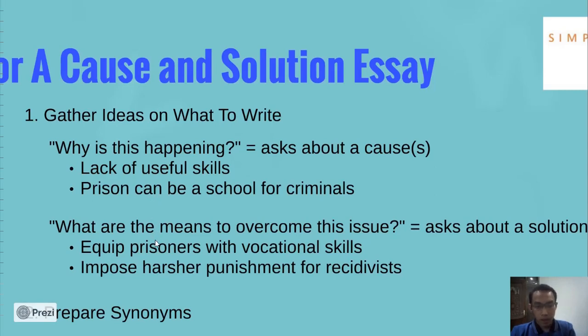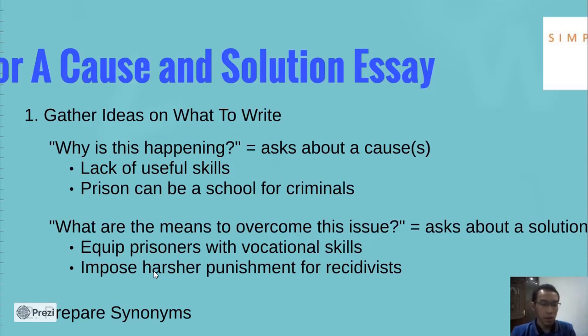And then about the solutions, what are the means to overcome this issue? We can write that the government should equip prisoners with vocational skills, or skills that can be useful for work, such as accounting, cooking or hairstyling. Also, another solution can be to impose harsher punishment for recidivists so that it can deter them and they may think twice before recommitting some other crimes. Okay, so those are examples on how to gather ideas on what to write.